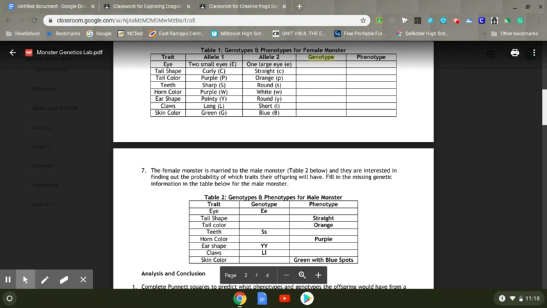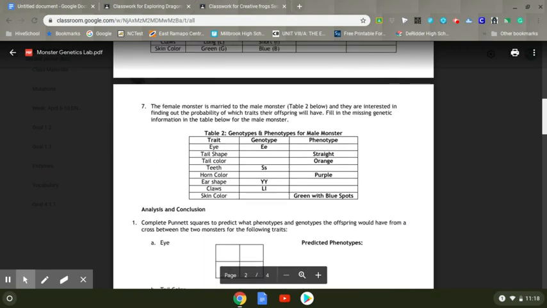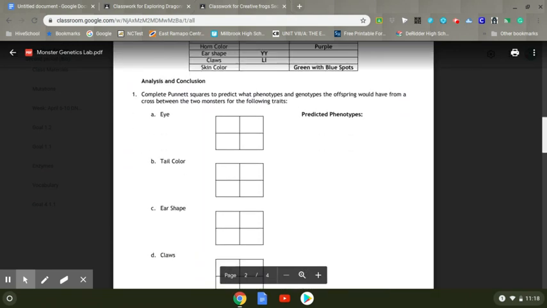Like the next one, the horn color is purple. So in that one, you're going to have 2 possibilities. You're going to have big P, or big P, little p. So you're going to have both those genotypes written in that section.